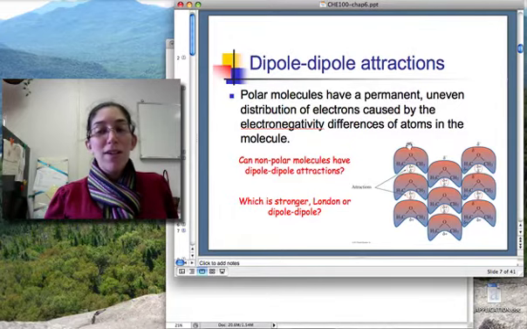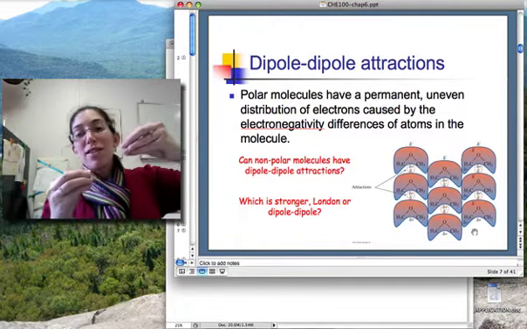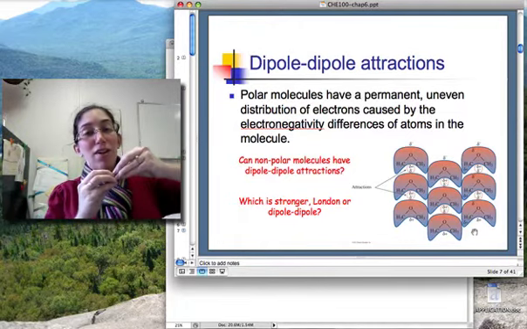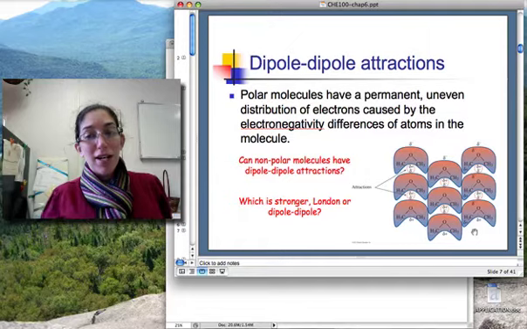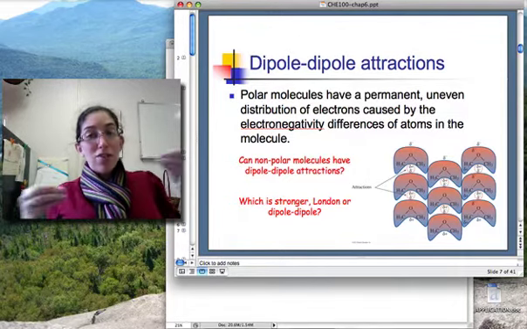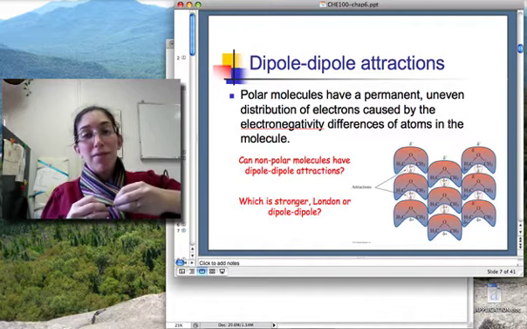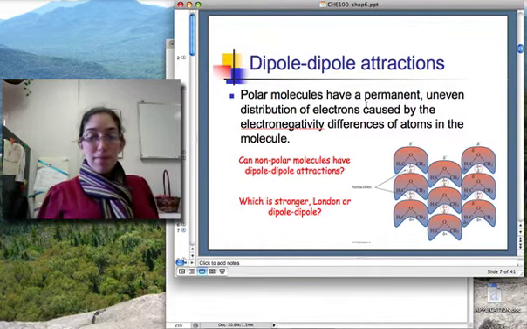So the molecules can line up according to their dipoles, so that the positive and negative ends are attracted to each other and are connected. And these are pretty strong attractions because they're permanent dipoles and opposites attract. If they're permanently positive and negative, they're permanently attracted to each other.